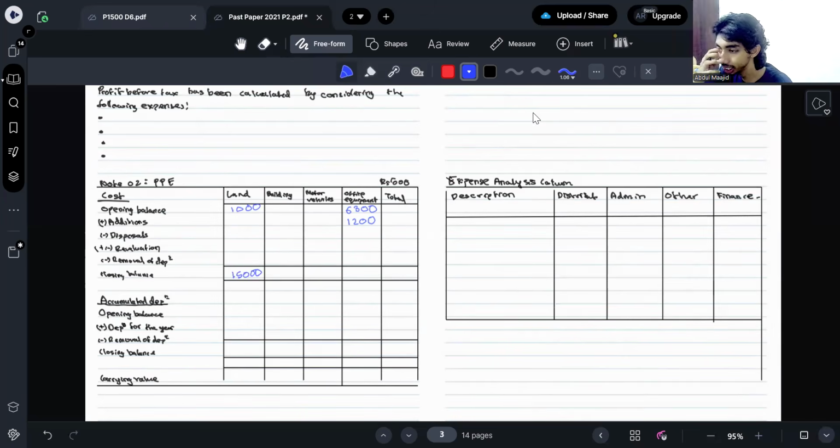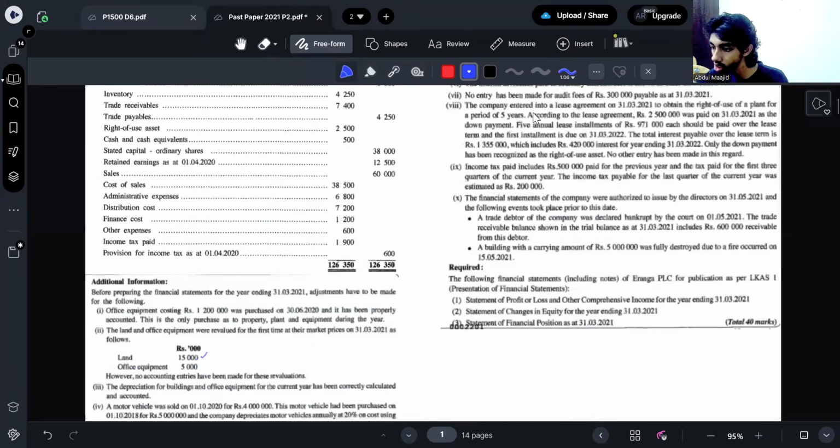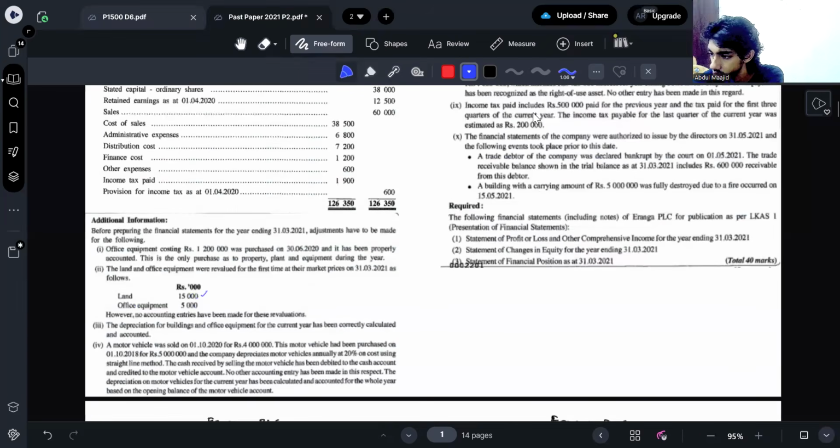Land doesn't have any depreciation. Therefore, the revaluation surplus from land will be 5 million. Now that land revaluation surplus you can record under other comprehensive income. Revaluation surplus, land. All right. So then next, office equipment.